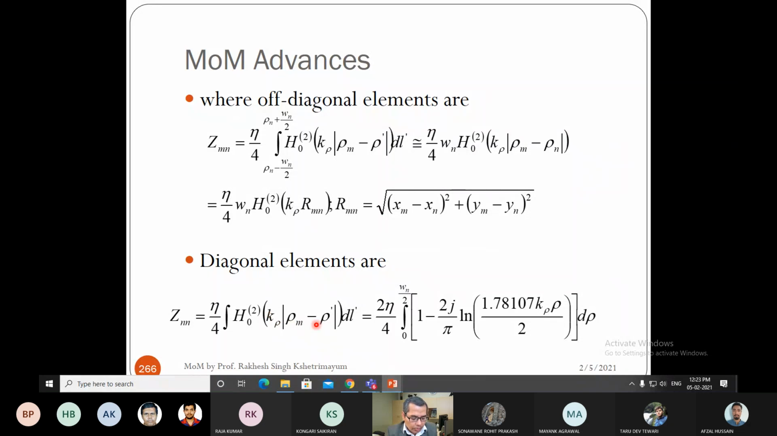In that case, k|rho m minus rho dash| will also be a very small number. We can apply the small argument approximation of the Hankel function of second kind zeroth order. What was that? It was 1 minus 2j by pi natural log of 1.78107 k rho divided by 2. So this integration is very simple.